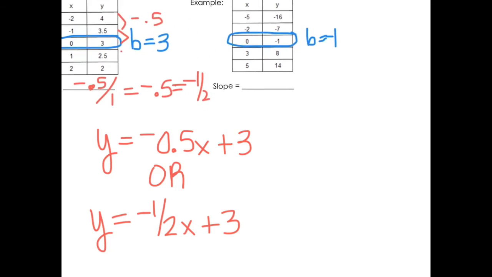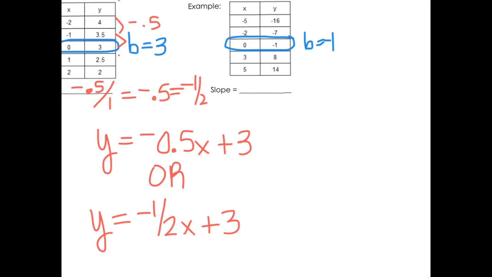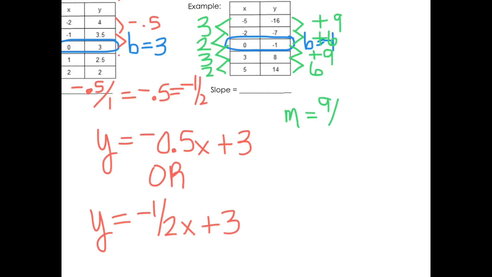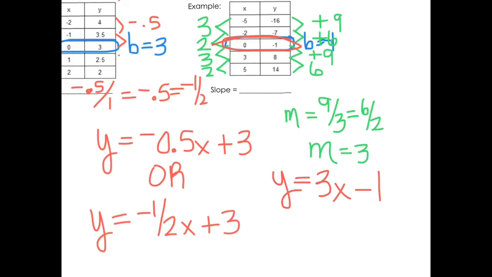When I look at my second example and I calculate the slope, it looks like I added 9 and then I added 6. And then I added 9, and I added 6. Looks like I added 3, 2, 3, 2. So my slope is 9 over 3, or 6 over 2, which all reduces to 3 over 1, or 3. So what is this equation? Well, remember that my y-intercept is negative 1, so it's y equals 3x minus 1.